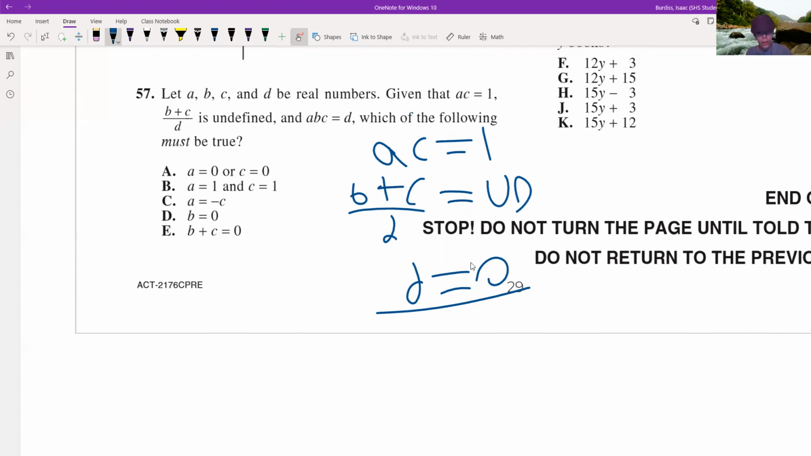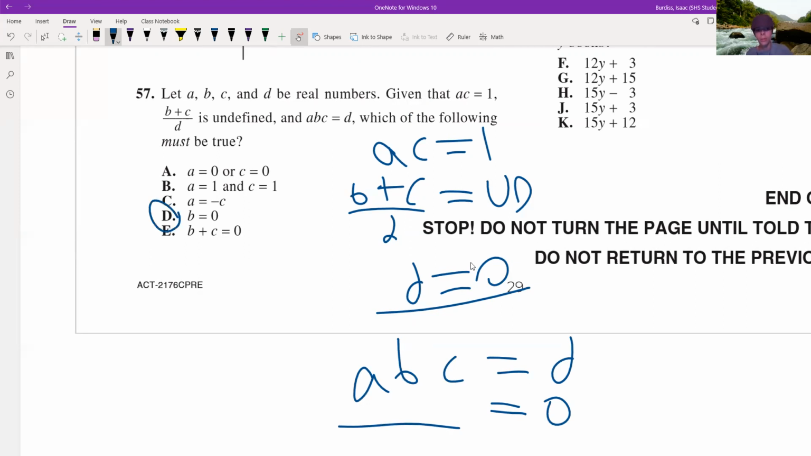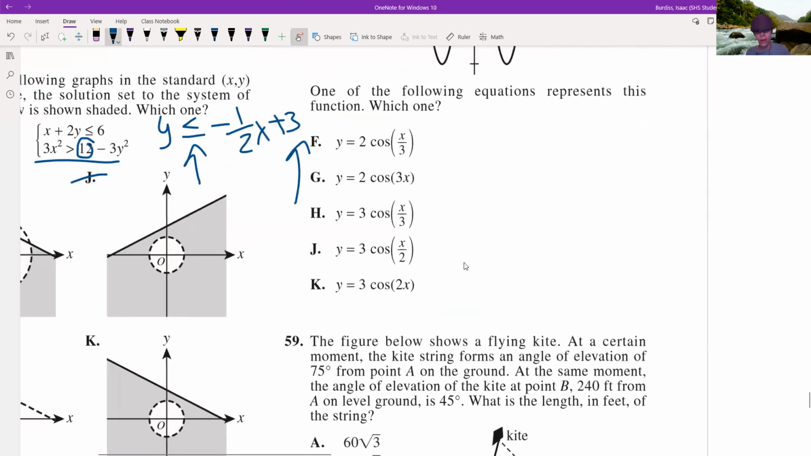No, wait. We left out one thing. Okay. ABC equals D. Oh, yeah, never mind. AC is not 1. Okay. So that means we found out that D is 0. So if this equals 0, then A, B, or C must be 0. We know it's not A or C because that equals 1. So it has to be B. So see, those are just annoying kind of.